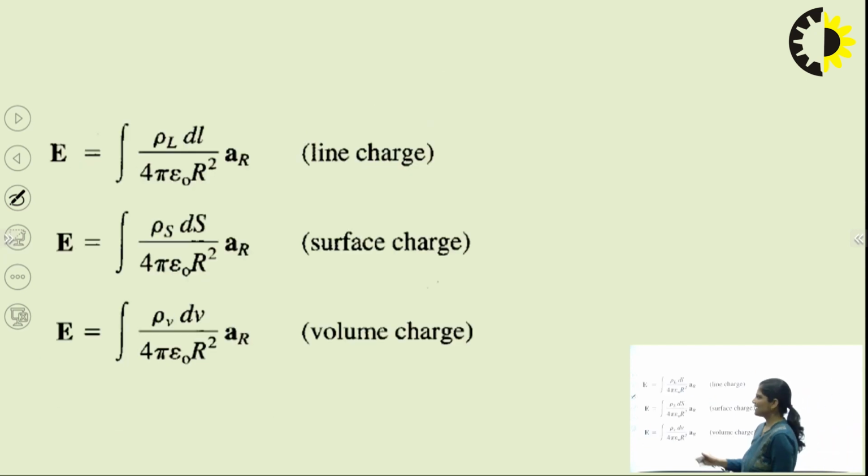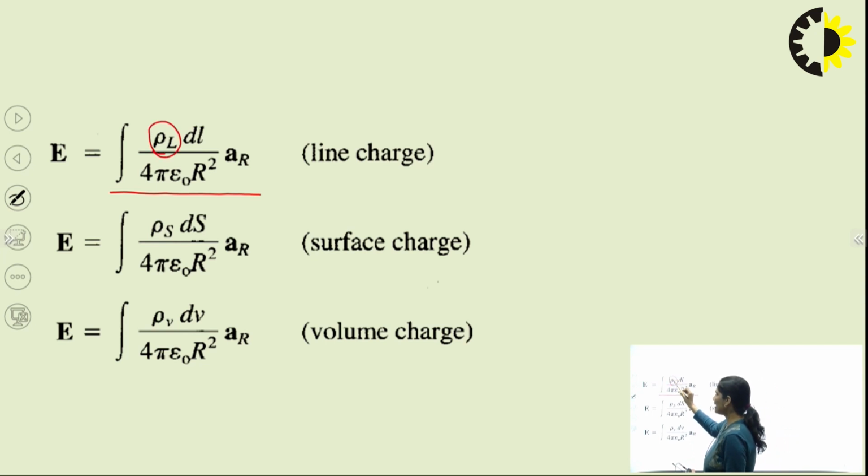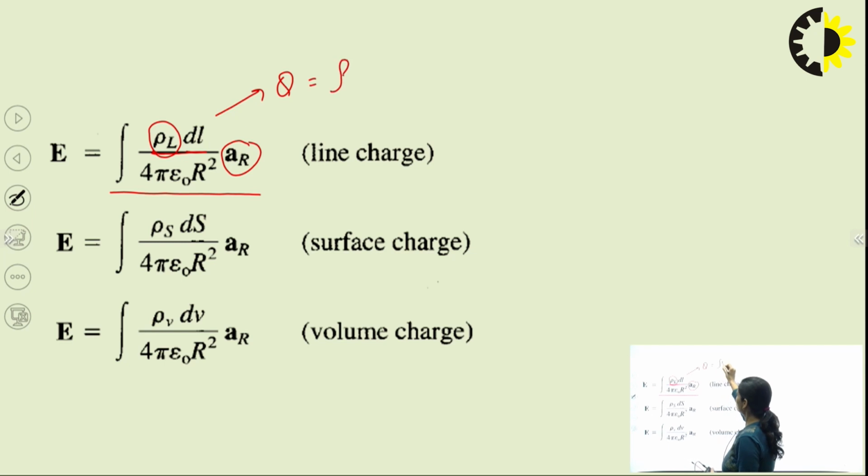Now, here is the electric field. Electric field in case of line charge is represented as the integration of rho L dl upon 4 pi epsilon 0 r square, times the unit vector of r. So, this is the electric field intensity. It means Q upon 4 pi epsilon naught r square and the unit vector. Put here the value of Q, which is rho L dl.